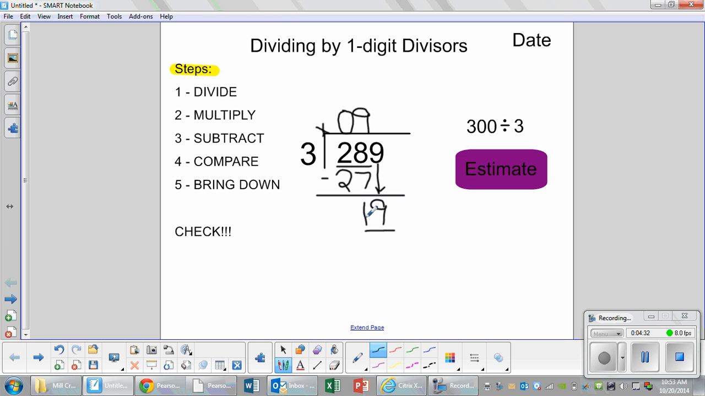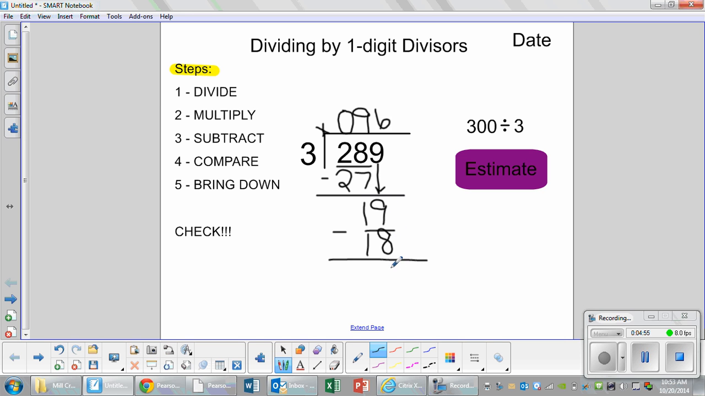So I'm going to divide 19 divided by 3. And I know that, well, 3 times 6 is 18, and that's very close. I'm going to multiply 6 times 3, and I get 18, and I'm going to record that down here underneath the 19. Then I'm going to subtract.